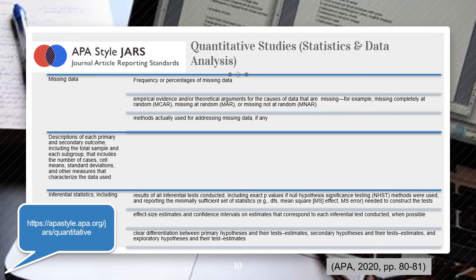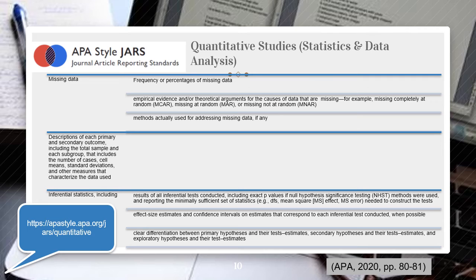Let's take a look at some of the statistics and data analysis that you'll be reporting according to JARS standards in the results section. For the missing data, if you haven't included this in the method section, again, you'll report the frequency or percentage of missing data. And then you'll also put a justification for how you treated that missing data. So were the data missing completely at random, missing at random, not missing at random, or how you addressed it.